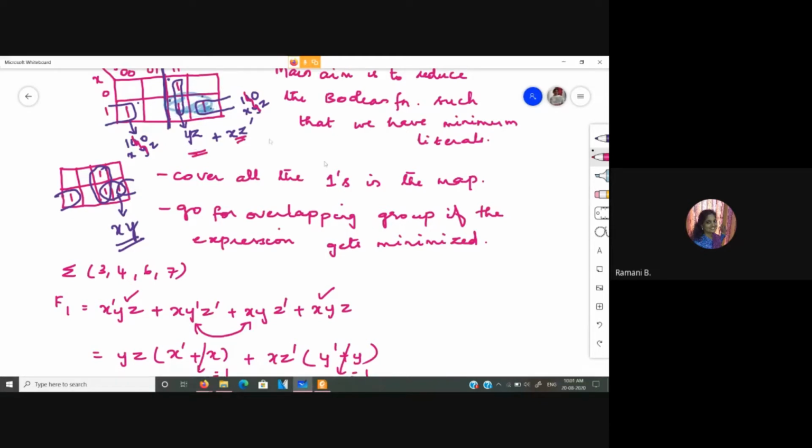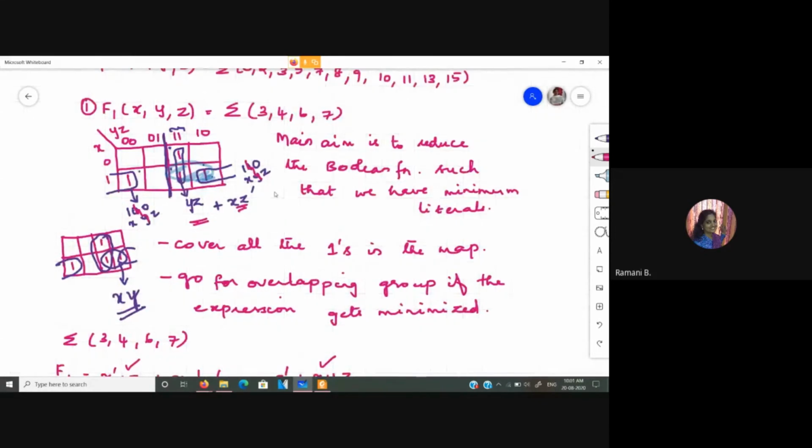So here when you write the expression, with this yz term, I was mentioning that y and z is not changing value, only x is changing value. This implies this is x bar yz and this is xyz. So taking yz common, it becomes x bar plus x. That is a 1. That's why we are leaving out that variable and simply giving it as yz.